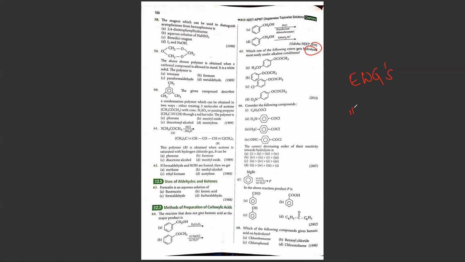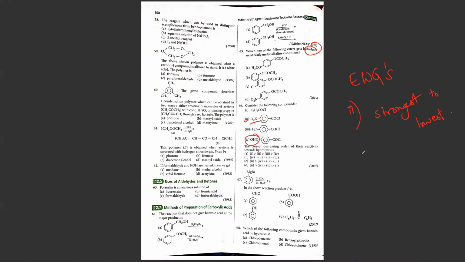So first will be 2. This compound will come first because we have to write in decreasing order, from strongest to lowest. First will be this group. Then second comes what? Next will be your aldehyde group.